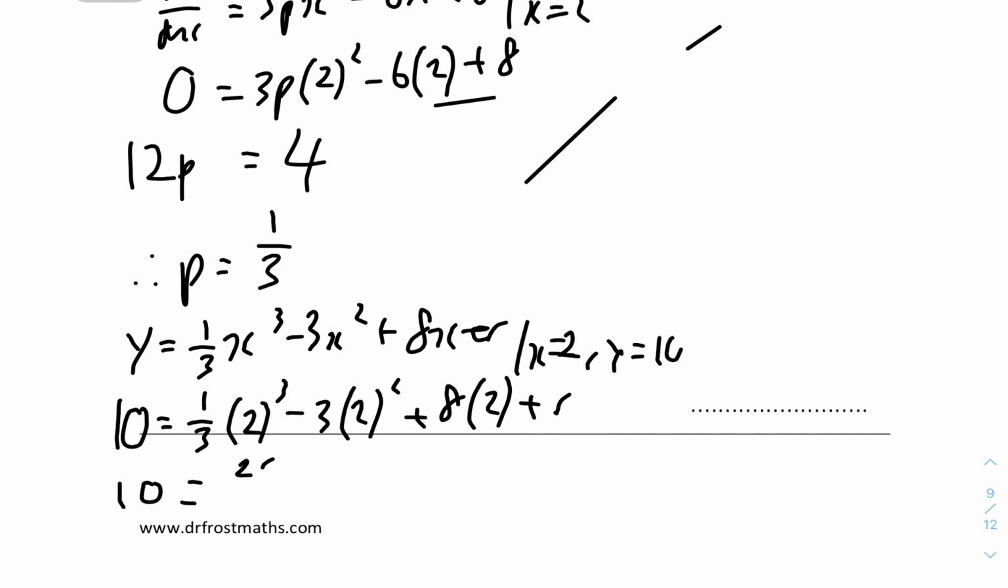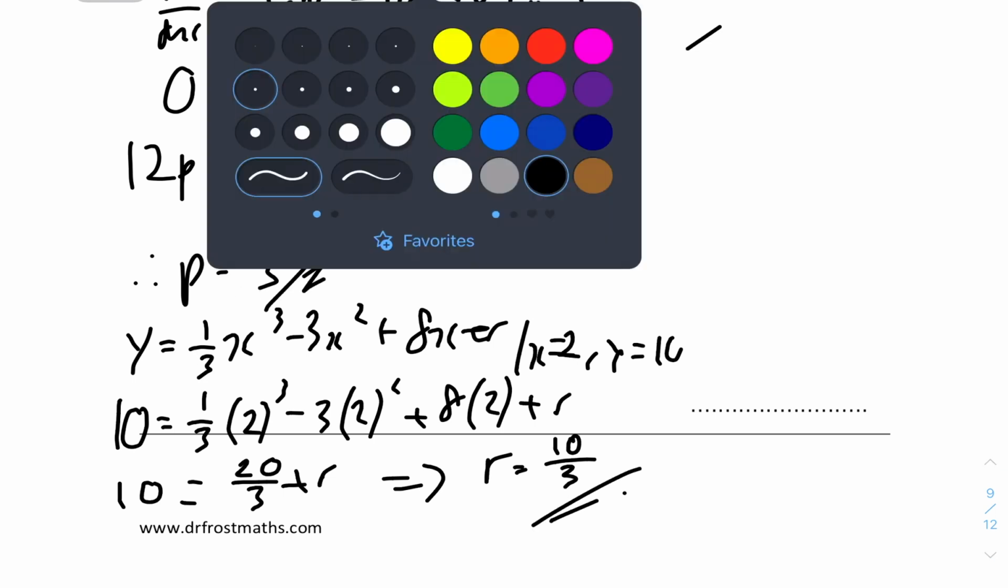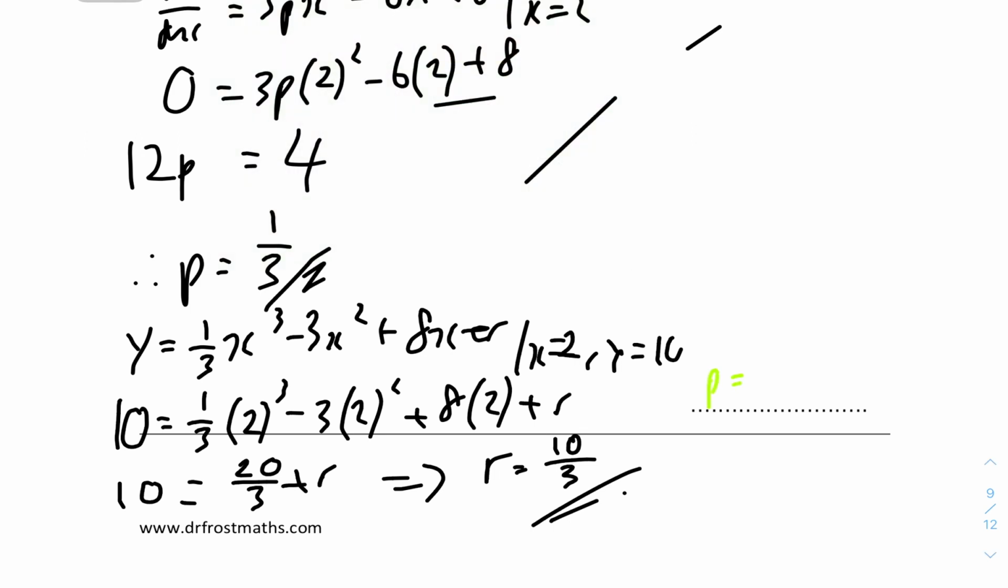So it equals 20 over 3 plus r, and you minus 20 over 3 from both sides. Therefore, 10 minus 20 over 3 equals r, and therefore r equals 10 over 3. And you have p and r. So let's just write it down. p equals 1 over 3 and r equals 10 over 3, like so.